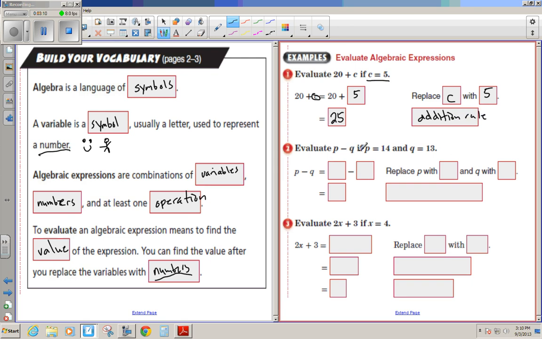Evaluate P minus Q if P is 14 and Q is 13. You can have as many variables as you want, but P will always equal 14 and Q will always equal 13. So P minus Q, that's 14 minus 13 because we replaced P with 14 and Q with 13. And now 14 minus 13 is 1. And we get that from a subtraction property.